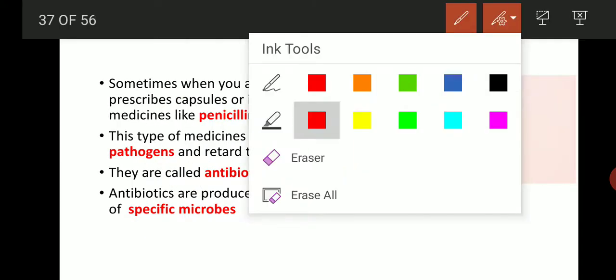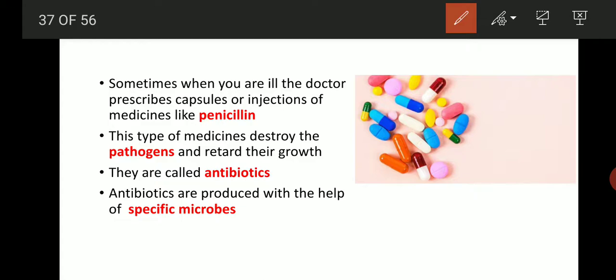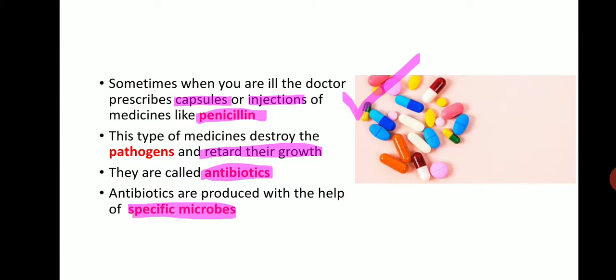Sometimes when you are ill, the doctor prescribes capsules or injections of medicines like penicillin. These types of medicines destroy the pathogens and retard their growth. These are called antibiotics. You can see here it is displayed. Antibiotics are produced with the help of specific microbes. So you can make out that some microbes are harmful and some are useful.